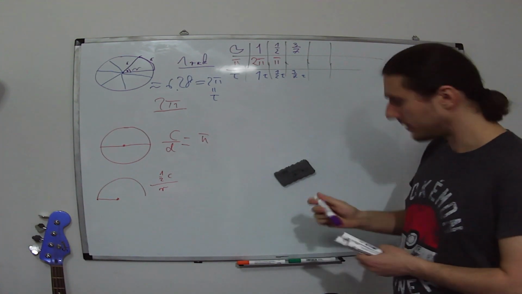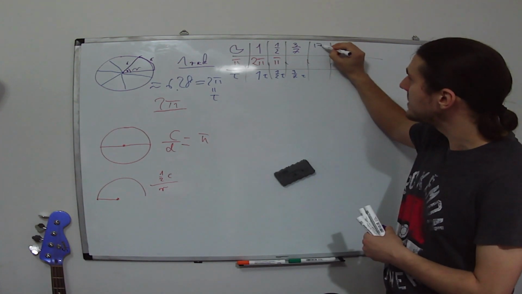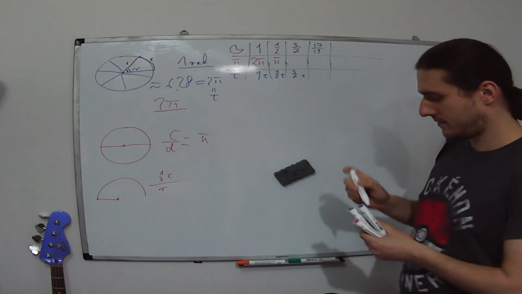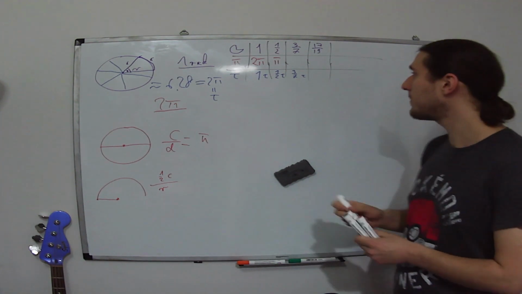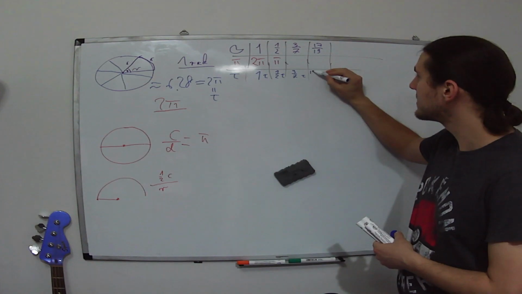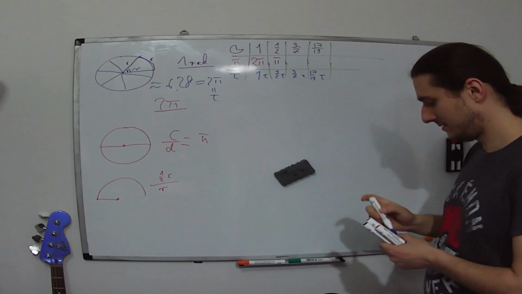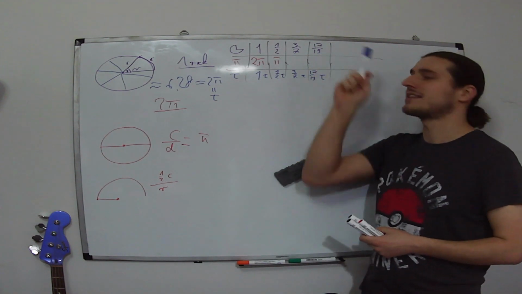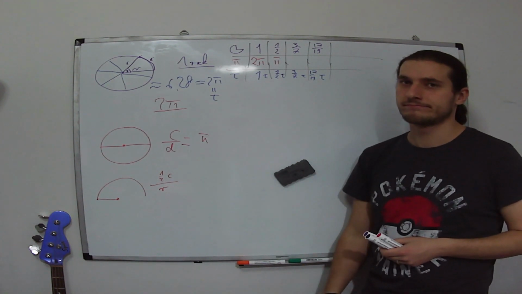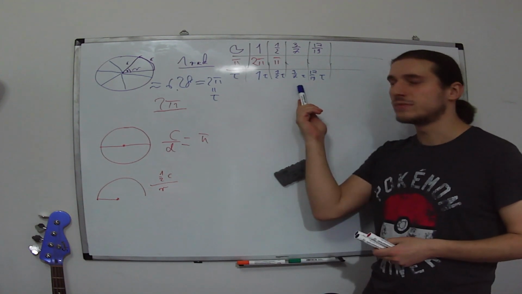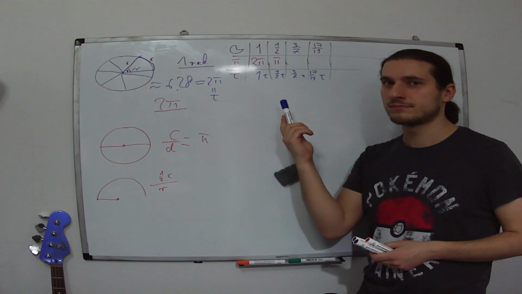I can keep going. Let's say 17/19 of a full rotation. How many is that in tau? There's 17/19 tau radians within that rotation. Do you see how simple this is?